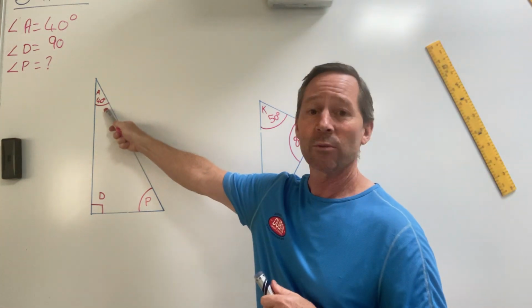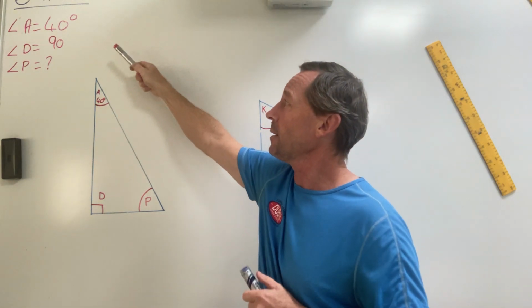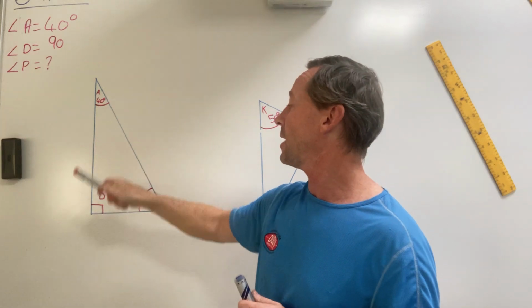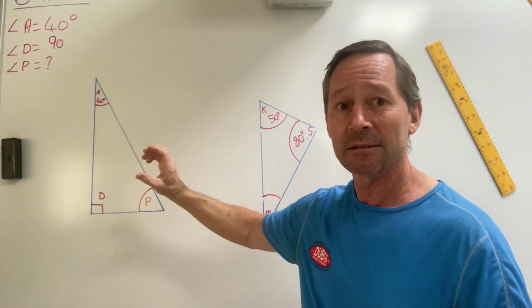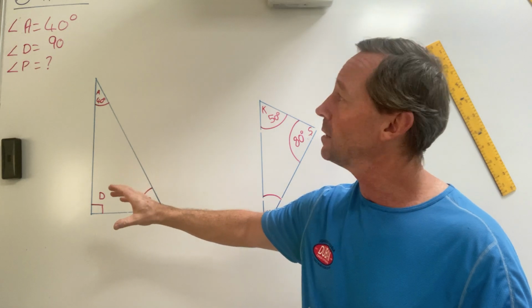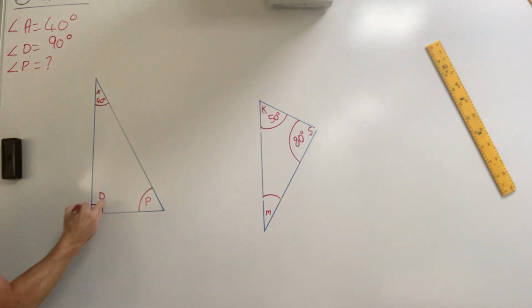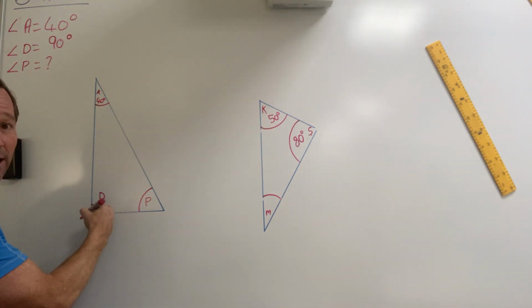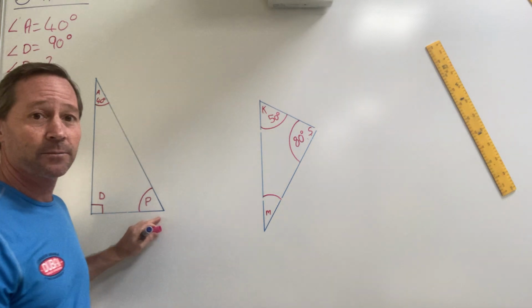Here in this triangle we have 40 degrees. We know angle A is 40 degrees. If I look at angle D, we know angle D with this little square here means it's a right angle. So a right angle always adds up to 90 degrees. You know that little square represents 90 degrees. So we have to work out what P is.